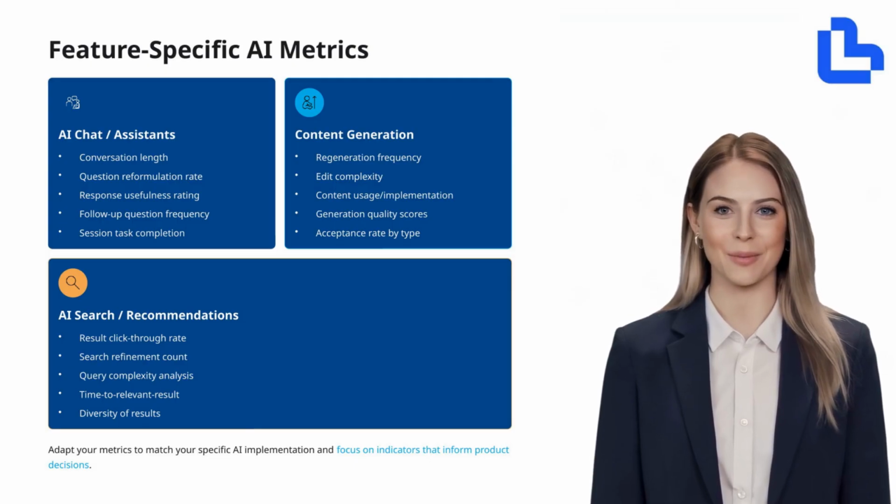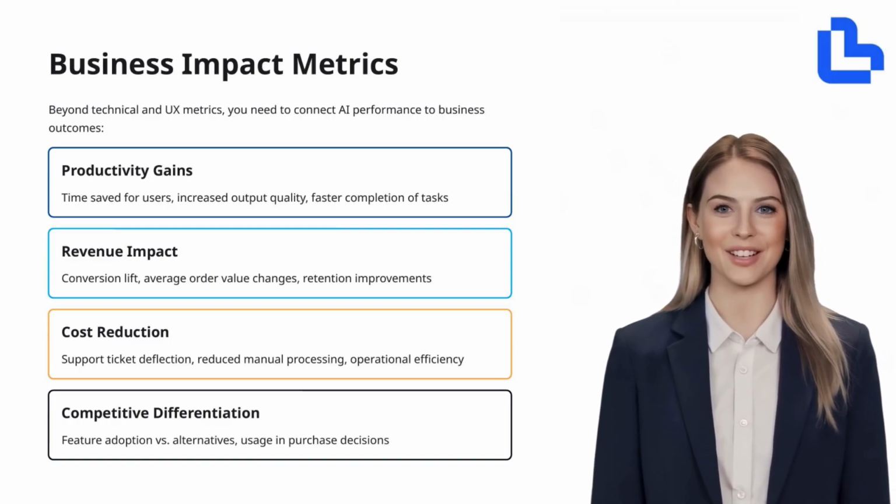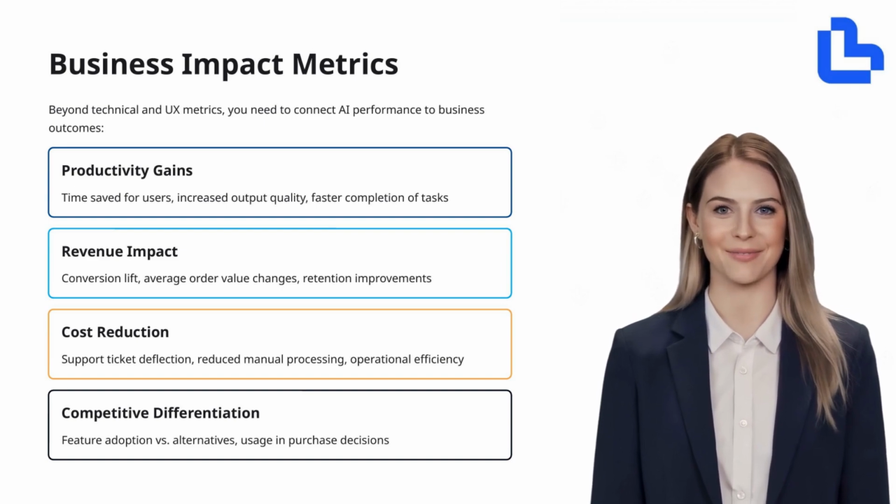The takeaway is simple. Adapt your metrics to match your specific AI implementation. Don't rely on generic analytics. Focus on indicators that inform real product decisions and drive continuous improvement. While technical performance and user experience are essential, they are not the whole story. To truly understand the value of your AI features, you need to connect them to business outcomes. This is where AI analytics can drive strategic decisions and demonstrate return on investment.